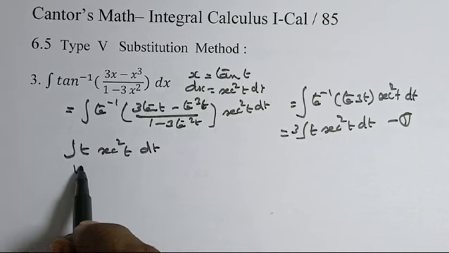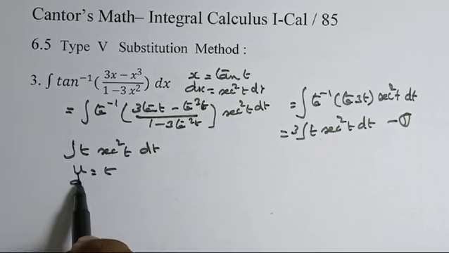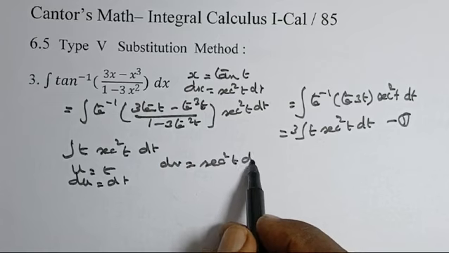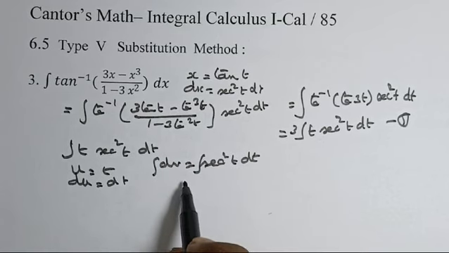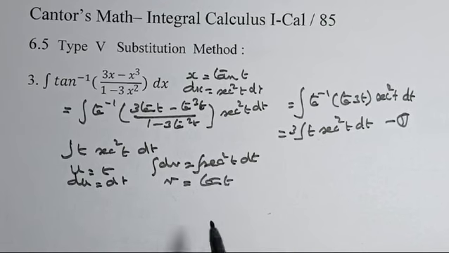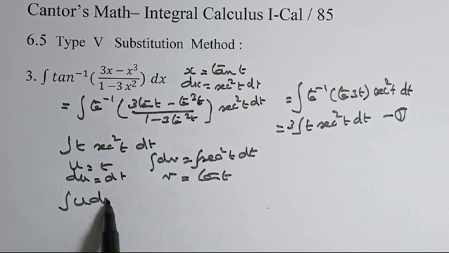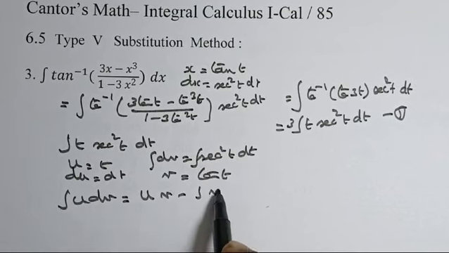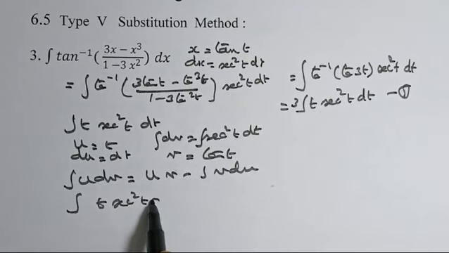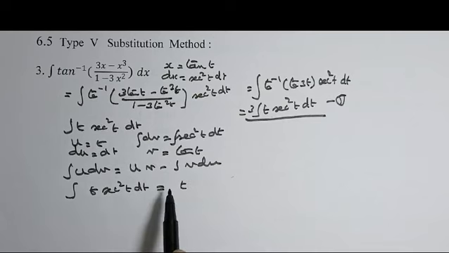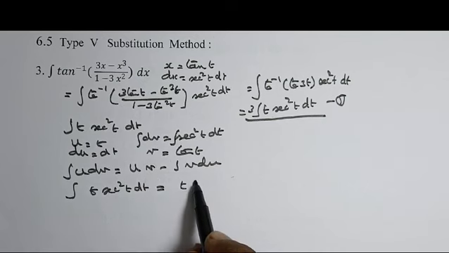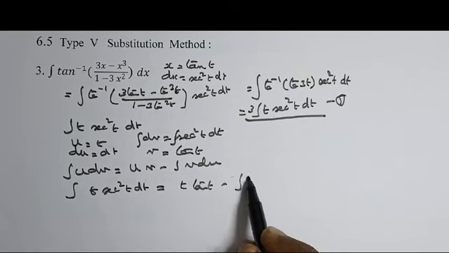Is it clear? Now you take u as t. What is du? du is dt. dv as secant square t dt. Therefore, integral dv equal to integral secant square t, that is v equal to what is integral secant square t? Tan t. Is it clear? Substituting in the formula integral u dv equal to uv minus integral v du, we get integral t secant square t dt equal to u is t, and what is v? v is tan t, so t tan t minus integral v du.